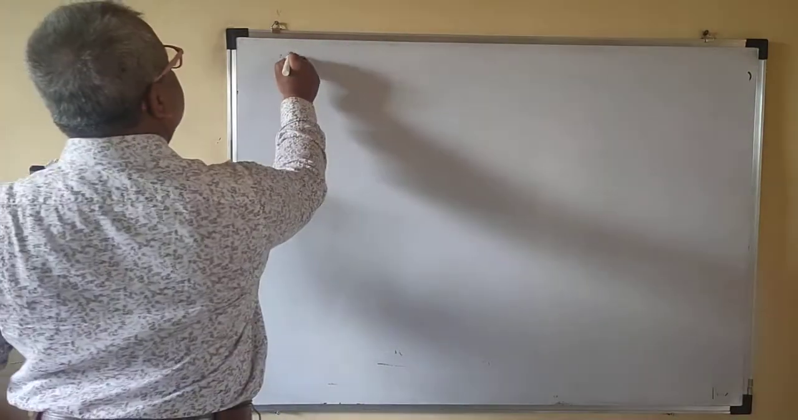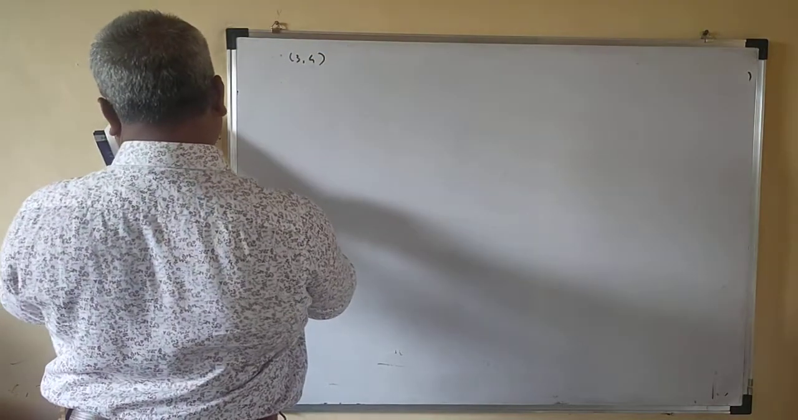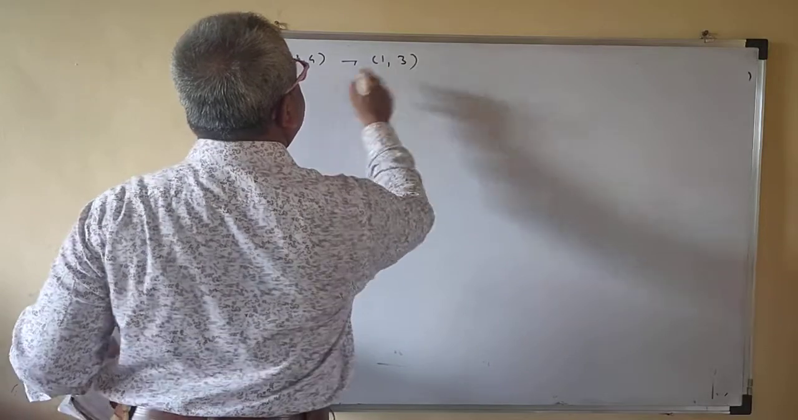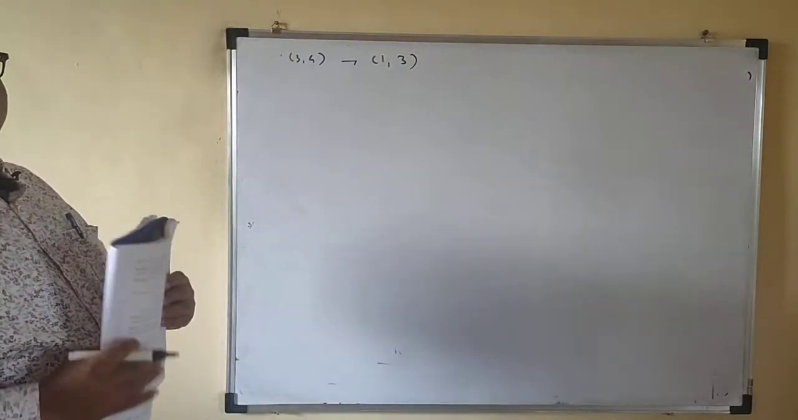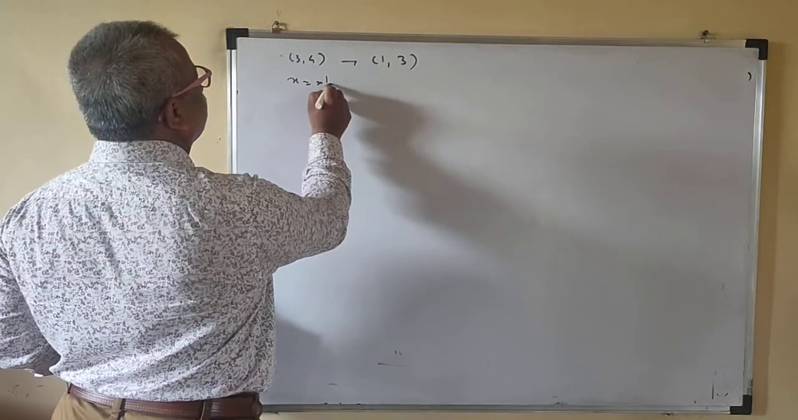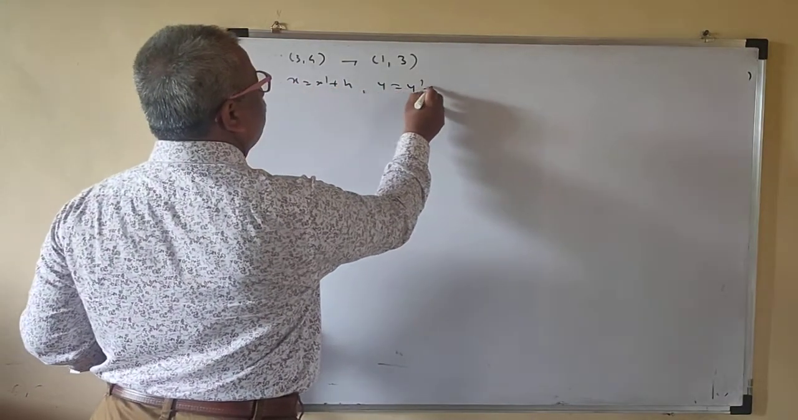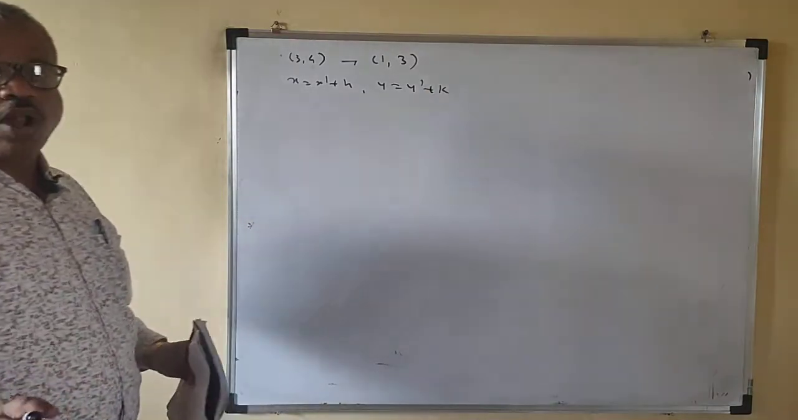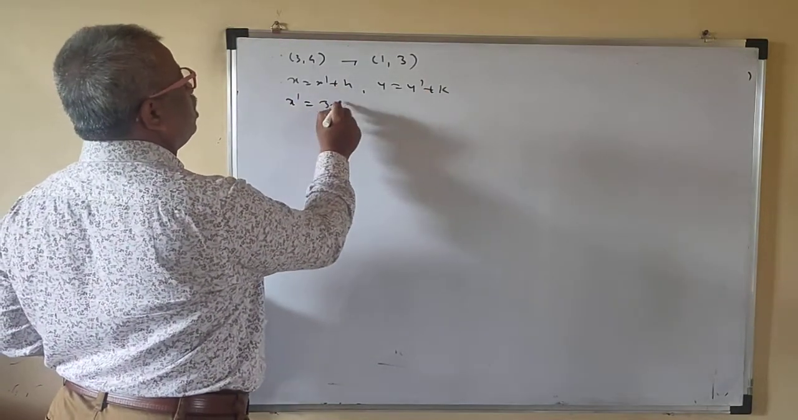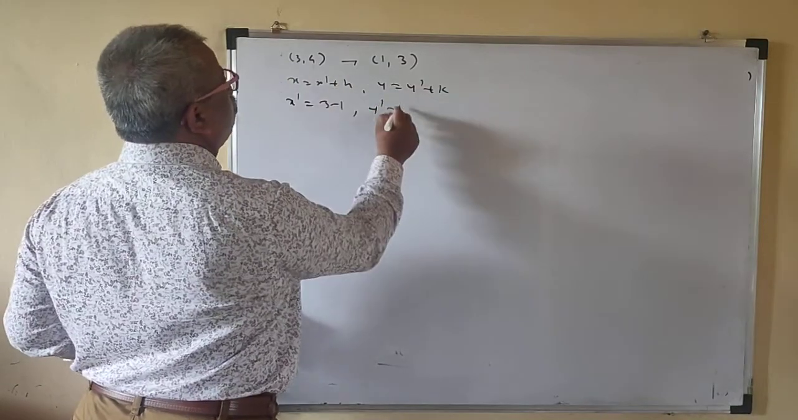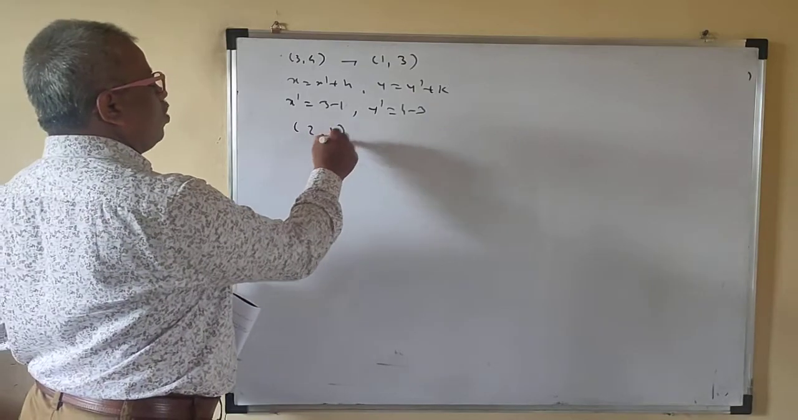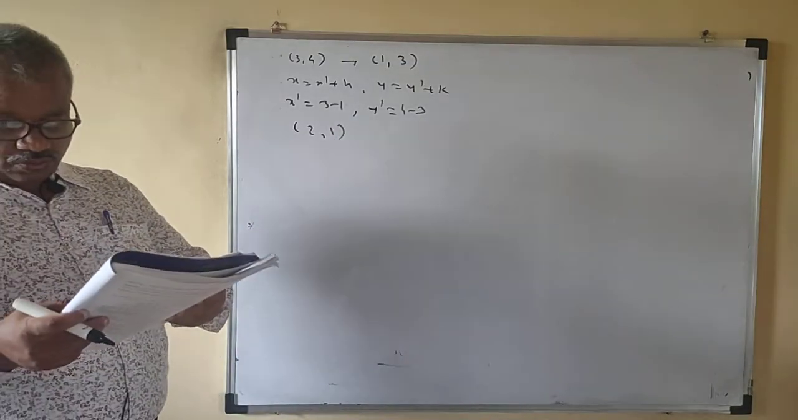Suppose 3, 4 is the point, and the origin is shifted to 1, 3. Then you have to find the new coordinates. So x is equal to x prime plus h, y is equal to y prime plus k. If the old coordinates are given, the new coordinates are x prime is equal to x minus h, that means 3 minus 1, y prime is equal to 4 minus 3. So 2, 1 is the new coordinates.